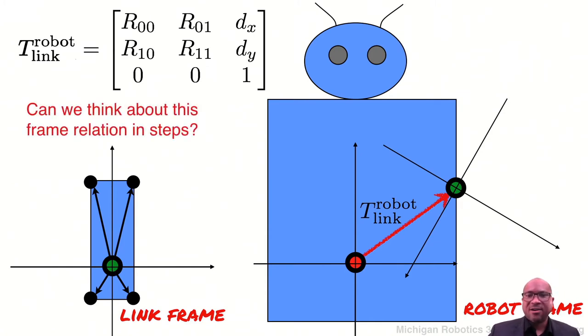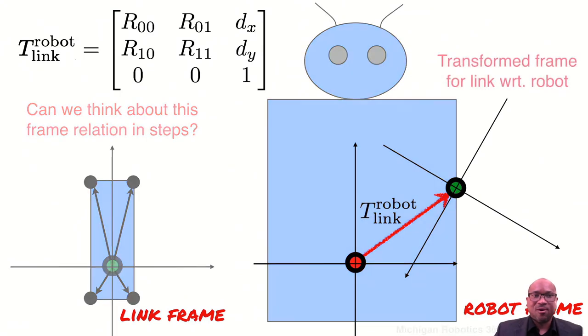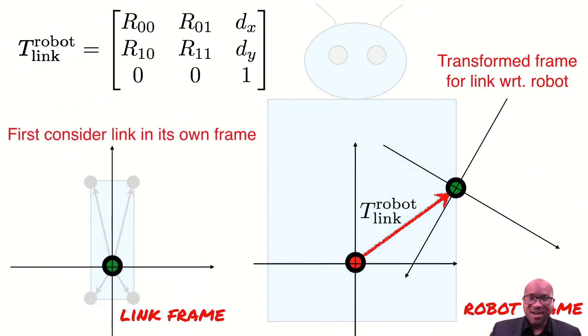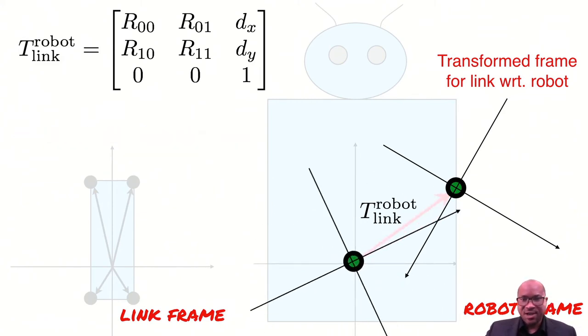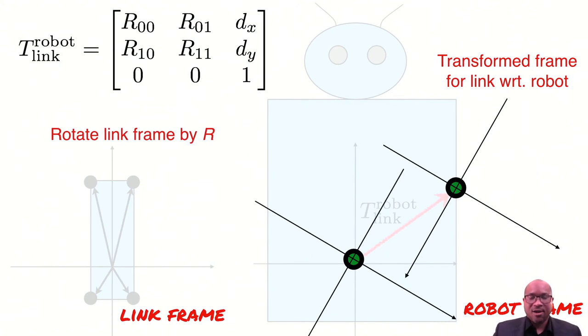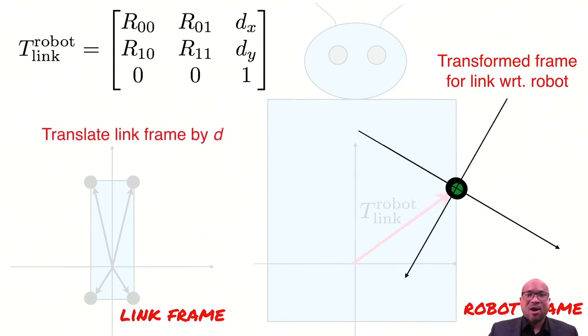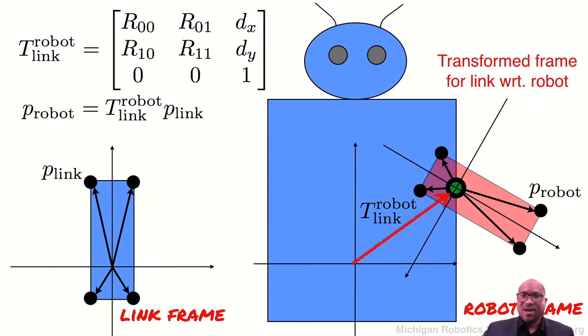And so I find it's helpful to think about this frame relation in a number of steps. First, let's assume that both the robot and the link believe that they are the center of the world. So we'll start by taking the frame. Because it believes it's the center of the world, it's going to assume that its own frame is aligned with the robot base frame, or the true reference frame. What we're going to do is then rotate that frame by the rotation in our transform, and then translate out to its proper positioning, and that will express the link frame with respect to the robot frame, such that we can now transform all of our points through, and that will put Boxy's arm in the right place.